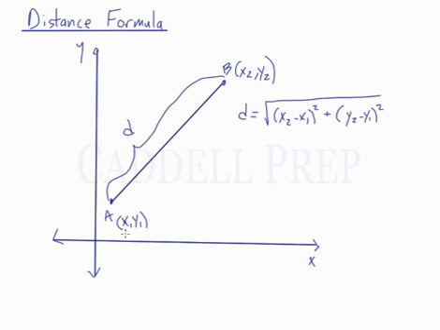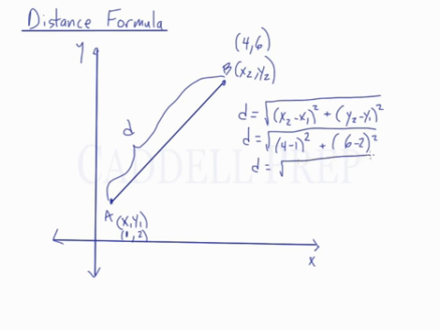Let's look at an example. Let's say that x1 is actually 1, and we'll say y1 is 2. Say x2 is 4, and y2 is 6. So the distance equals the square root of x2 minus x1, so 4 minus 1 squared, plus y2 minus y1 squared, so 6 minus 2 squared. So the distance equals the square root of 4 minus 1 is 3 squared plus 6 minus 2 is 4 squared.